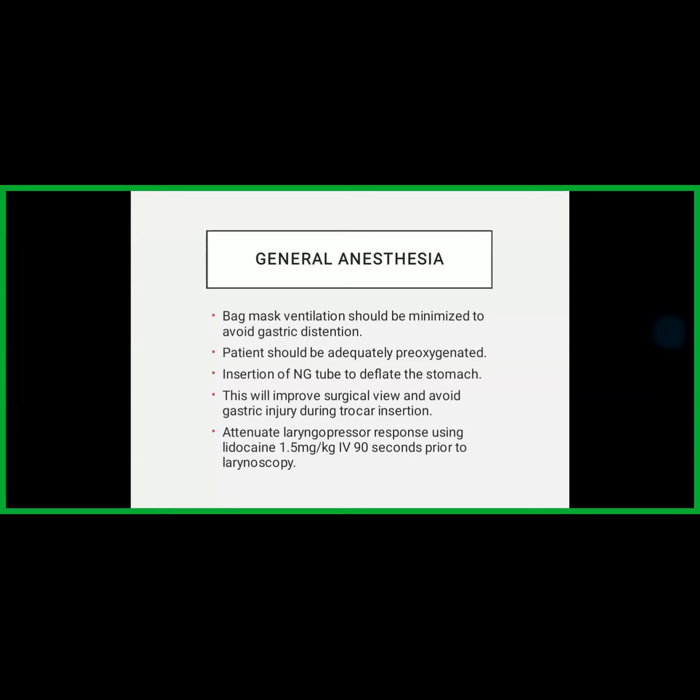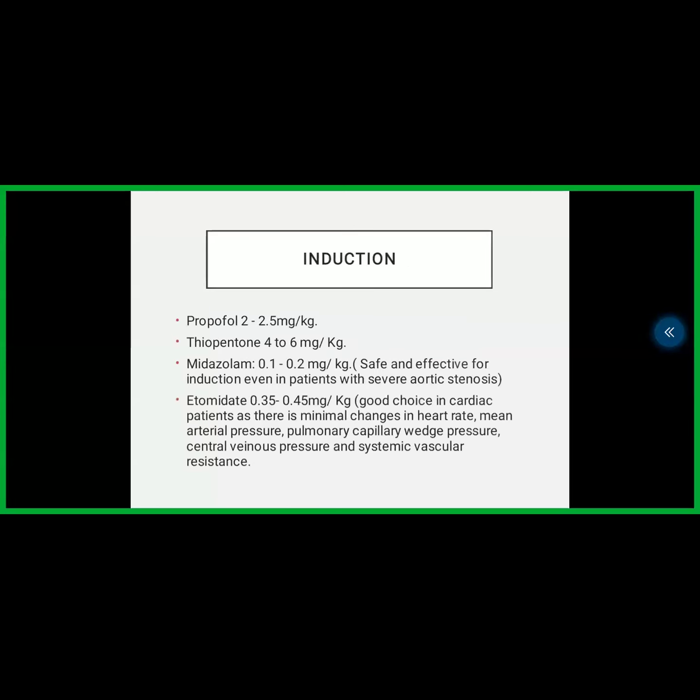Then the pressor response to laryngoscopy can also be obtunded in this patient by using lidocaine at a dose of 1.5 milligram per kg. This should be given about 90 seconds prior to laryngoscopy. The induction agent of choice, propofol, is actually a very good induction agent. The advantages are that it has a rapid onset and offset of action, and apart from that, the clearance is also fast. Another important point is that it has anti-emetic properties, so it can help to reduce the incidence of post-operative nausea and vomiting in these patients.